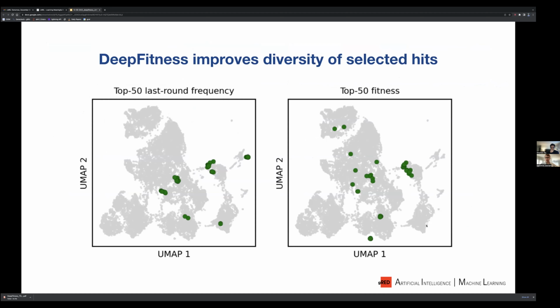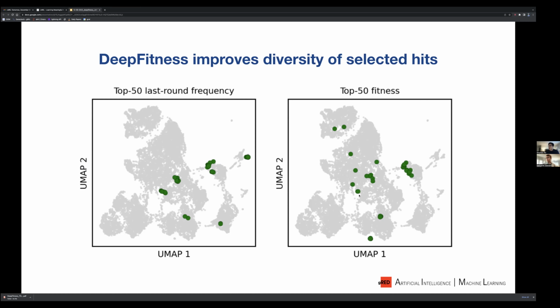So, okay, on to another evaluation, more qualitative. We also tried to evaluate the diversity of the top genotypes selected according to our fitness model. So first, we trained a variational autoencoder just in the genotype sequence space to try to visualize the sequence space. Then we visualized that using UMAP. And then on the left here, we plot the top 50 genotypes according to last round frequency. And those are shown in the green dots on top of the space.